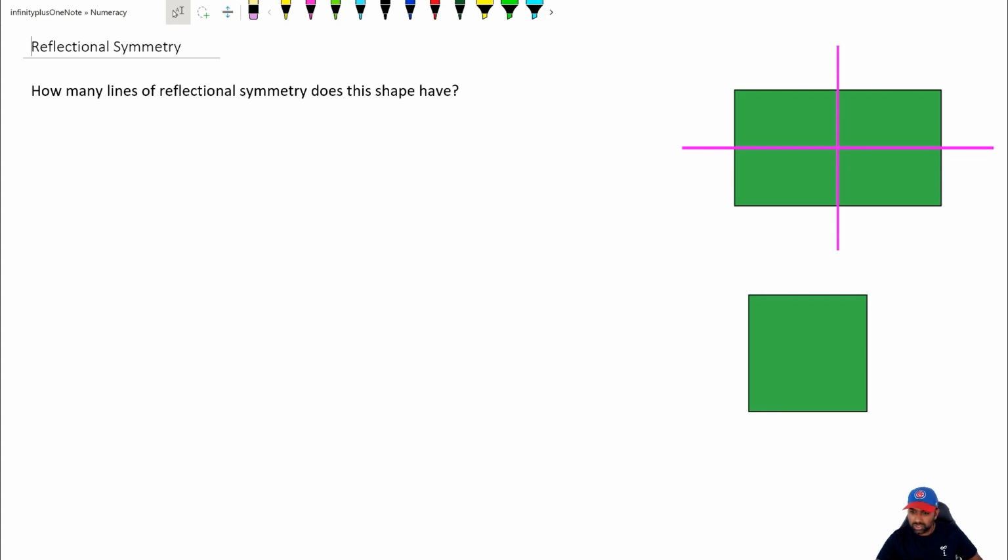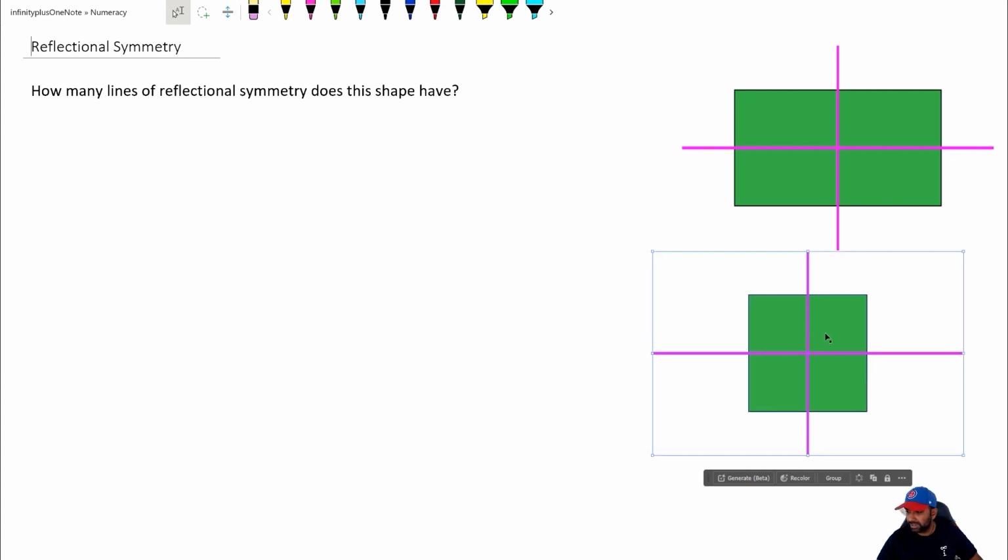Now with the square, I'm going to have my first line of symmetry go right through the middle here. So whatever is on the left-hand side is going to equal the right-hand side. The second line of symmetry that I could have is this one here, because whatever's on the top side is going to be reflected on the bottom side. And I've got one more with the square as well, because I could have a diagonal like this.